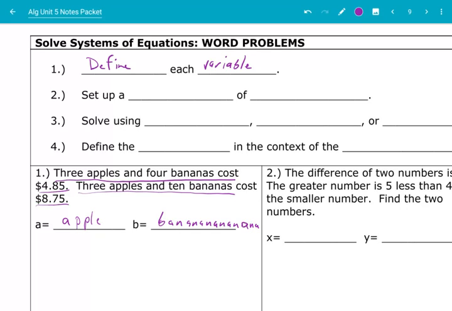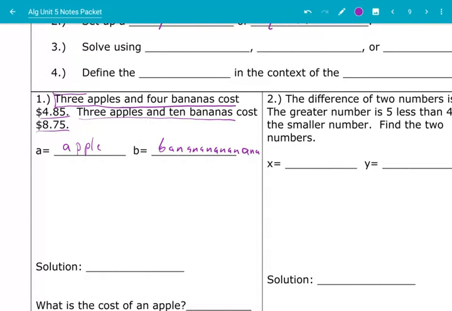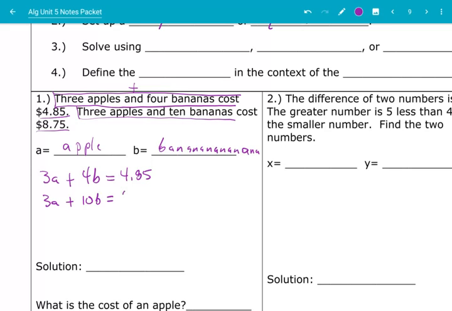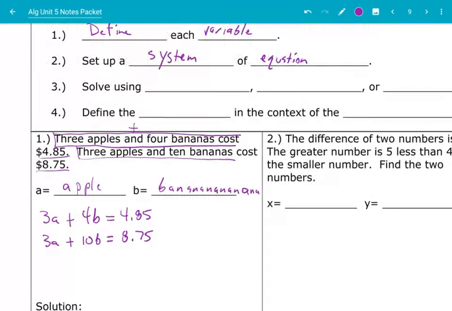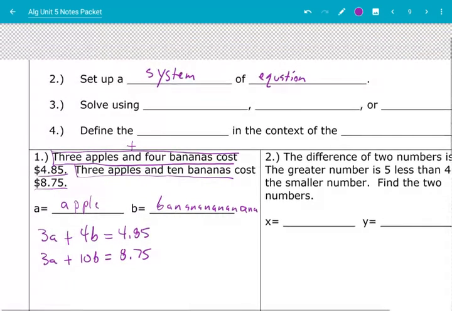Then what we're going to do is set up a system of equations. That's what we've been doing this unit. This one is set up really easily. This says 3 apples, and, that word means plus, 4 bananas, 4 B's, cost $4.85. There's one equation. The other one is the second sentence: 3 apples and 10 bananas cost $8.75. So there you have your two equations: 3a plus 4b is 485, 3a plus 10b equals 875.